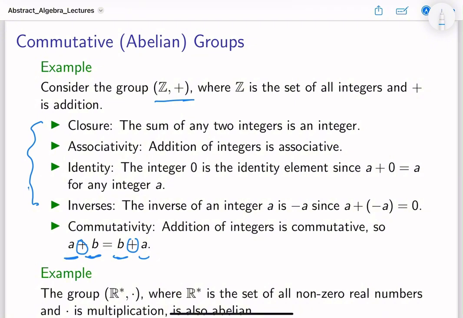So if we were talking about R with multiplication, we would be talking about R being abelian with respect to the multiplication. So here R star, taking away 0, R with the multiplication is abelian. So this is relative to the operation, right?